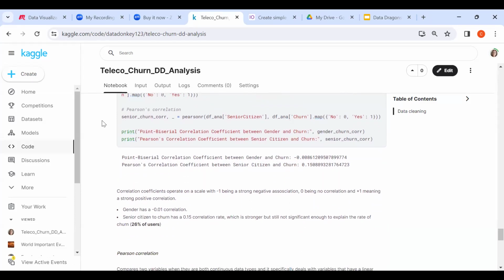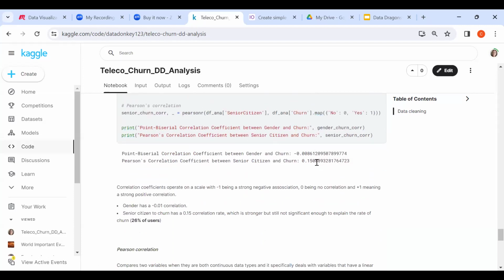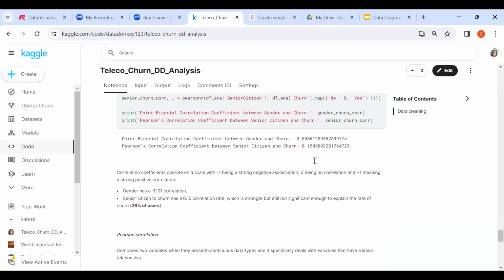And then you just apply the formula, either Pearson R or point biserial R, and you get out the correlation. Correlation coefficients operate on a scale with -1 being a strong negative, 0 being neutral or not applicable, and positive 1 meaning a strong positive. So gender had negative 0.01, so very low correlation. And senior citizen had a 0.15 correlation, which could be rounded up to 0.2, but even still, it was not significant enough to explain the rate of churn.